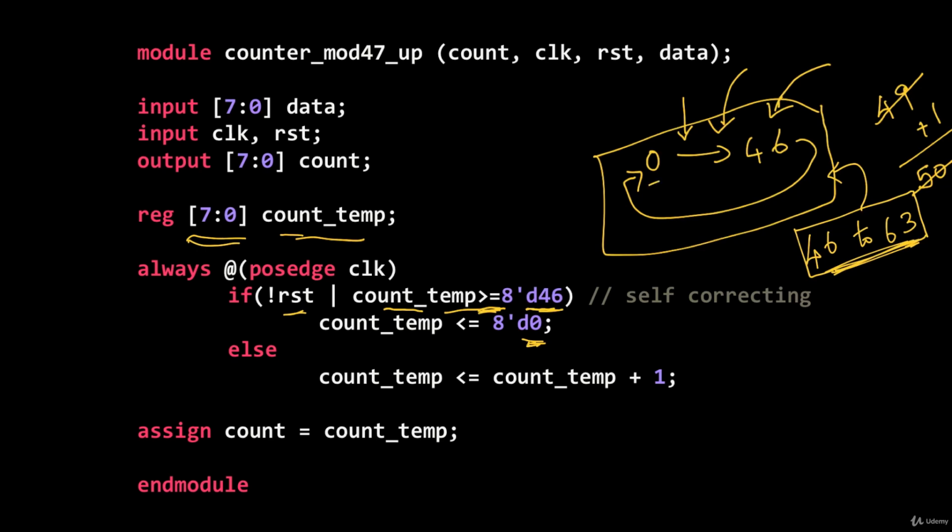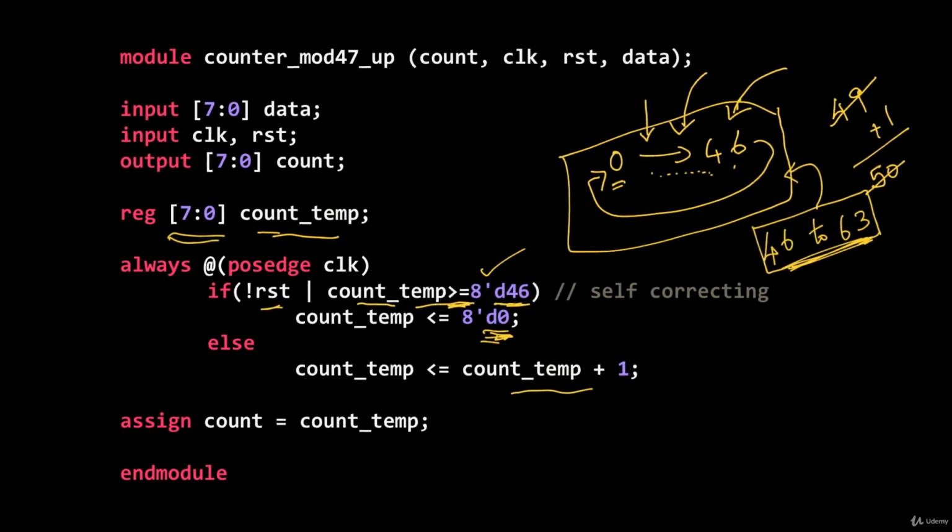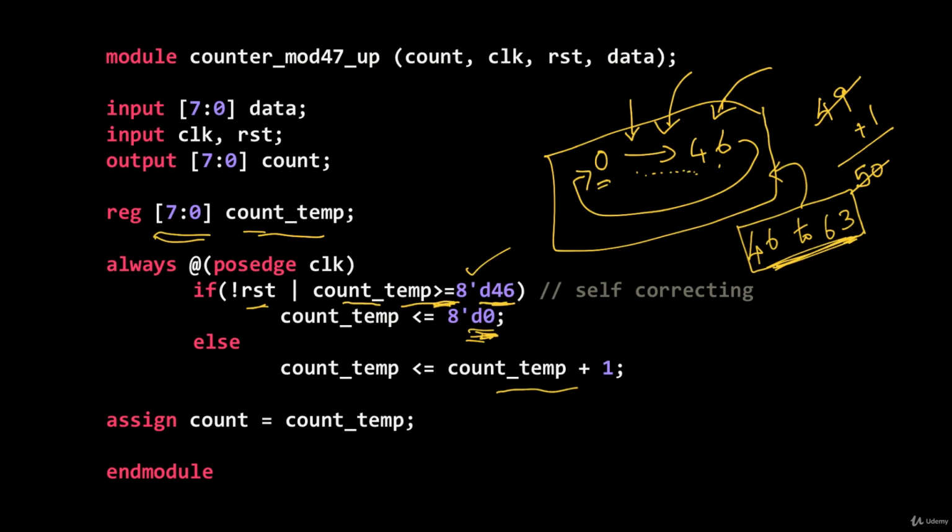So once we start with 0, your counter can increment comfortably, and whenever it hits 46 again, this case will be true, and we send it back to 0 again. Otherwise, we just do the normal increment: count temp plus 1 is assigned to count temp. So this is how we write a mod counter, and it's self-correcting in the sense that any value outside of the counter range will be corrected back to within the range.